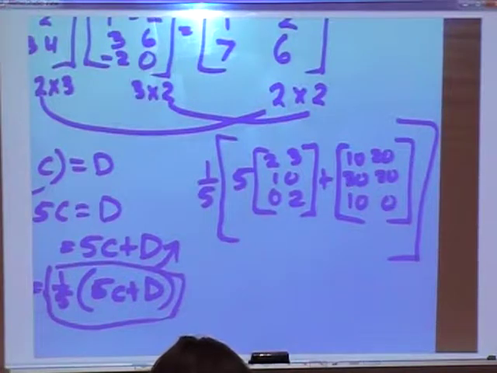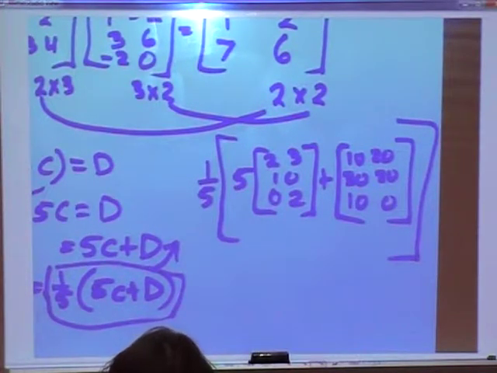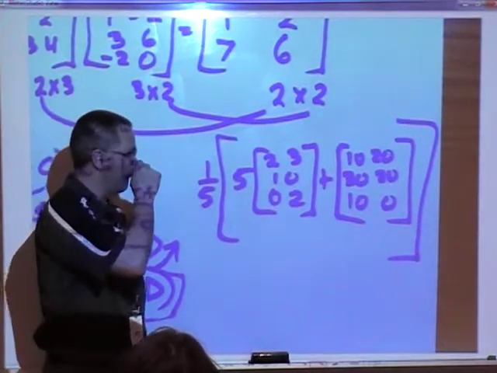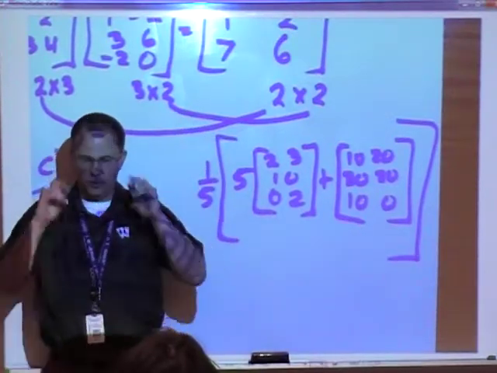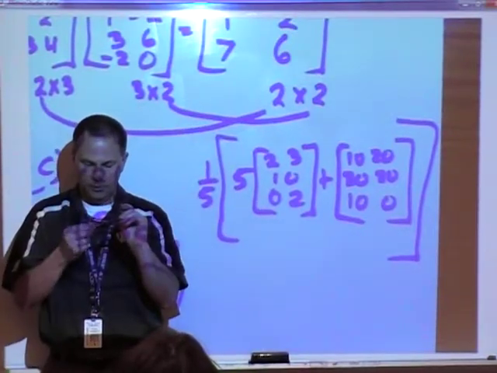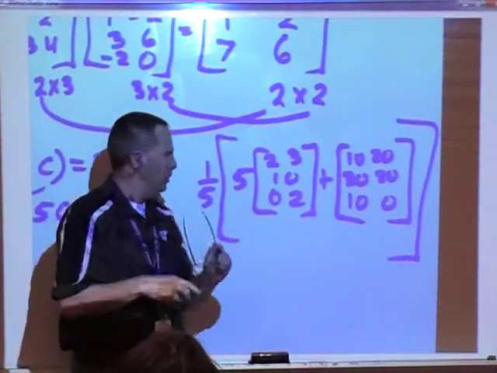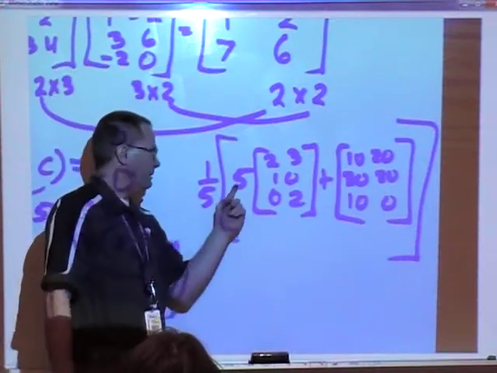Okay, now you are supposed to do the calculation. What do you think you're going to do first? Sorry to say that. That's 30. What should we do first? Distribute the 5 into the C matrix. You can distribute the 5.